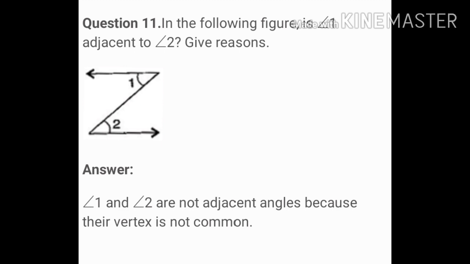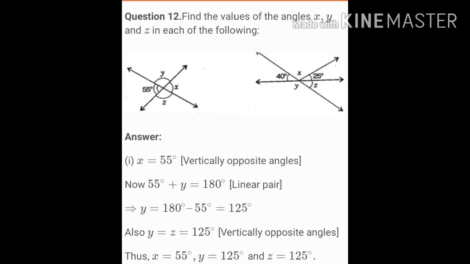As I told you earlier also, when I was telling about the properties and with the figure, that it should have a common vertex, but here you can see that angle 1 and 2 have different vertices. That's why these are not adjacent. Question number 12. Find the values of the angles x, y and z in each of the following.